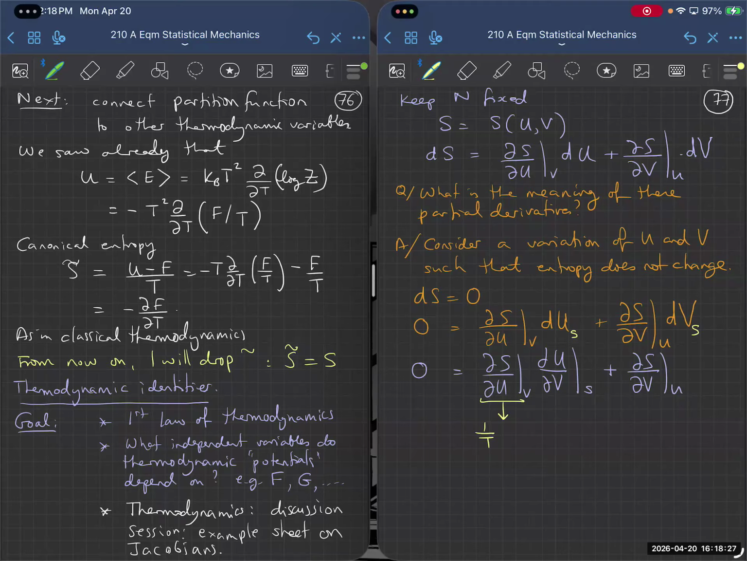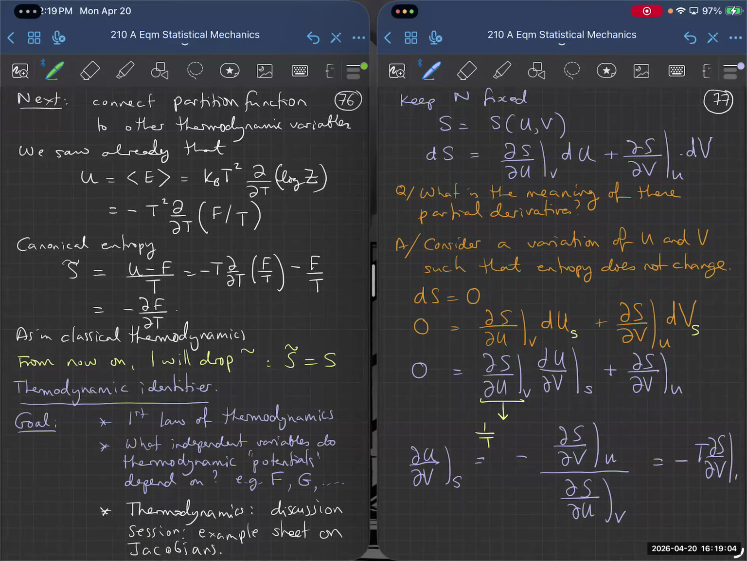So therefore, what I can write down then is that du by dv at constant s is equal to, just making it the subject of this, minus ds by dv at constant u divided by ds by du at constant v. And then because that ds by du at constant v is just 1 over temperature, that means it is minus T ds by dv at constant u.